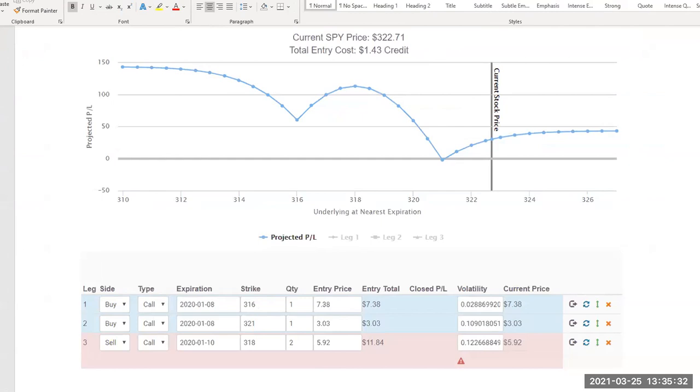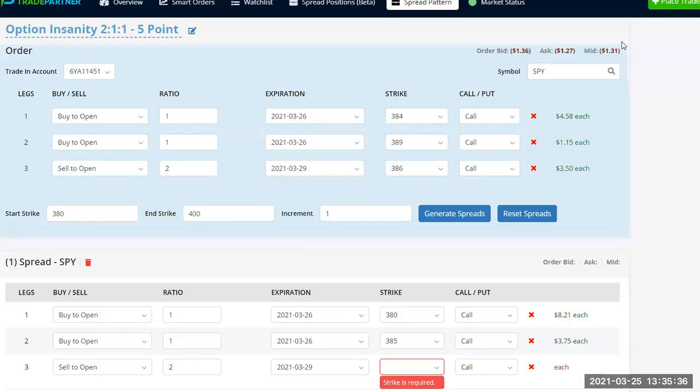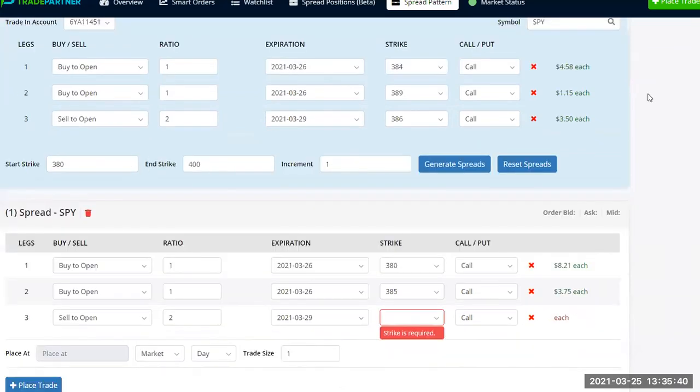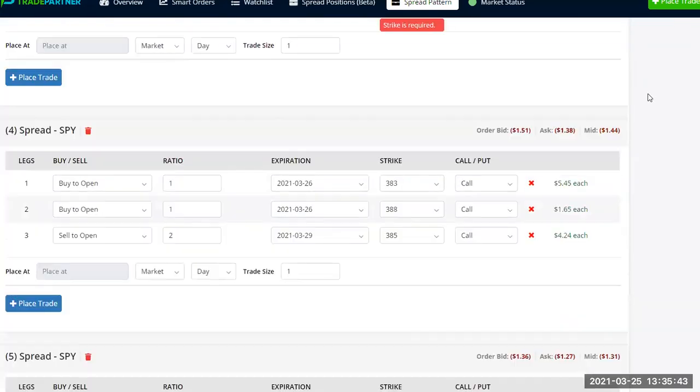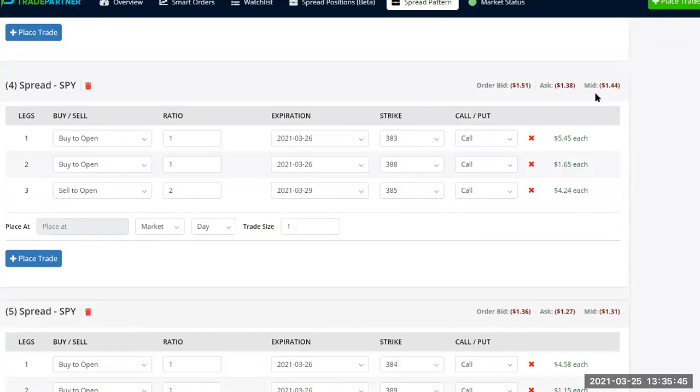Okay, so we know what this is going to look like at a $1.43. So this is a $1.31. So that's not too bad from that standpoint. And then we scroll down, and here's a $1.44. So here's one that's exactly the same credit as the example from last year.